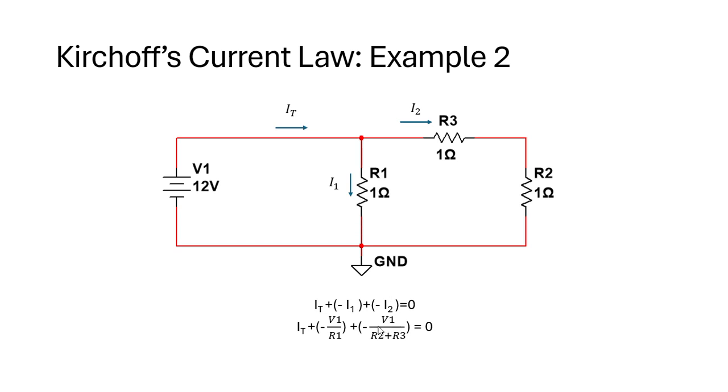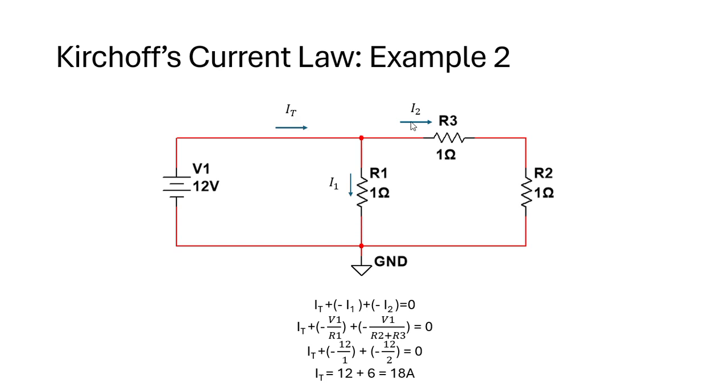So it'd be V1 divided by R2 plus R3, that sum. And of course, remember, it's negative. We end up with this equation right here: IT plus negative 12 divided by 1 plus negative 12 divided by 2. And that again gives us IT is equal to 12 plus 6, which is equal to 18. So this is 18 here.